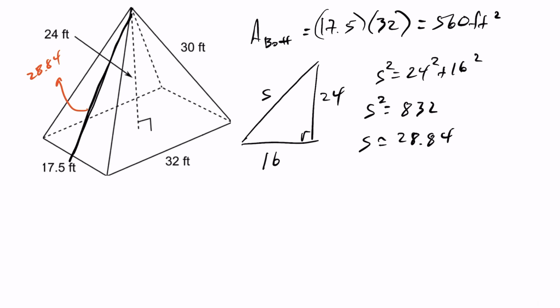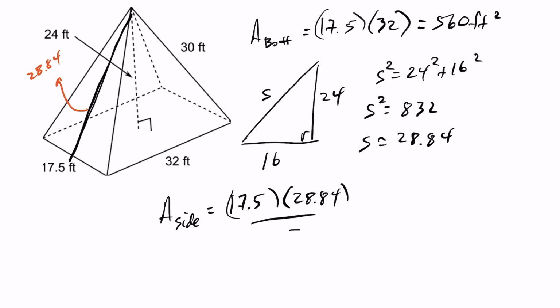So I can go ahead and calculate the area now of the sides of some of these triangles. Take a look here. If I go to calculate the area of the side of this triangle, it's going to be your base, which I know is 17.5, times the height, which I've just found, approximately 28.84, and I can divide that by 2.